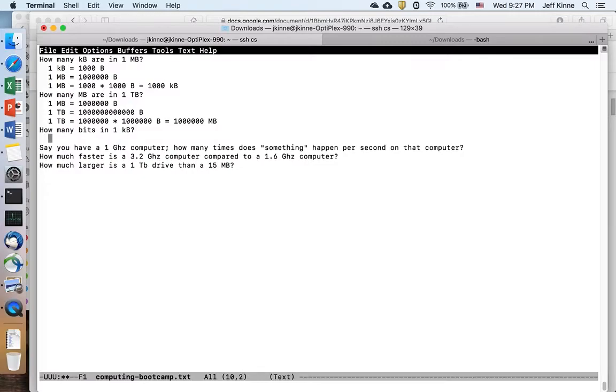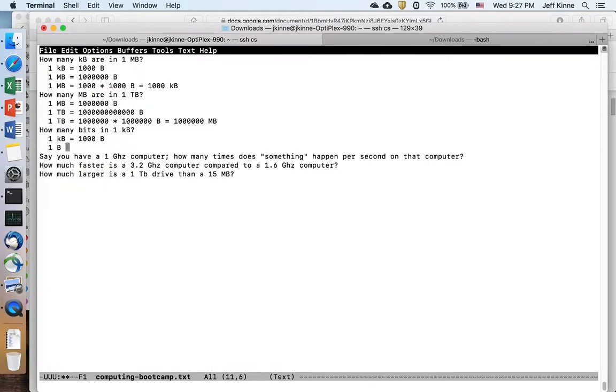All right, how many bits in a kilobyte? 1 kilobyte is 1,000 bytes. How many bits are in 1 byte? 1 byte is 8 bits. So if we put that back up here, this is 1,000 times 8 bits, 8,000 bits.